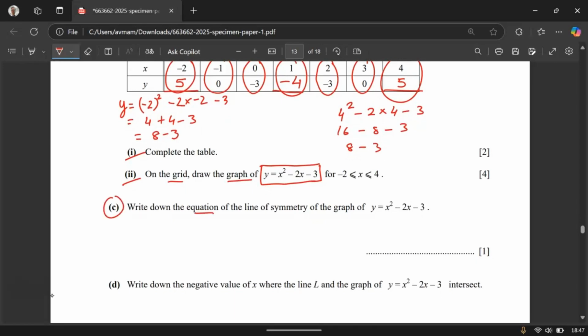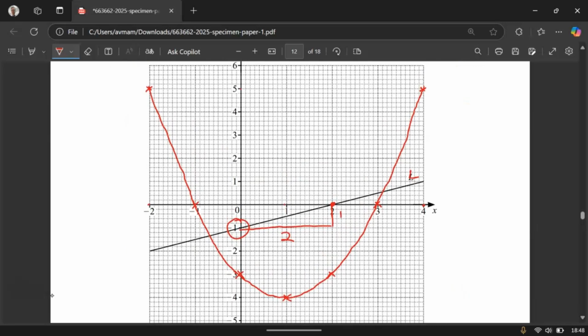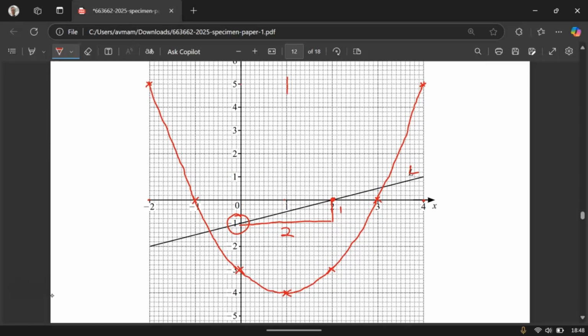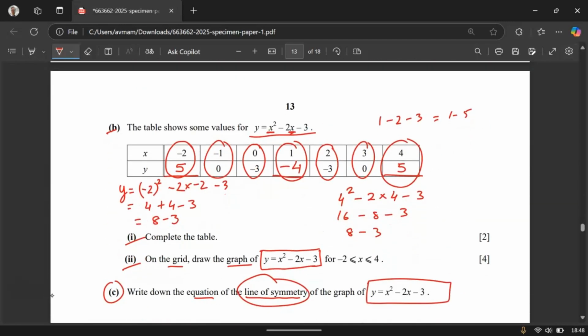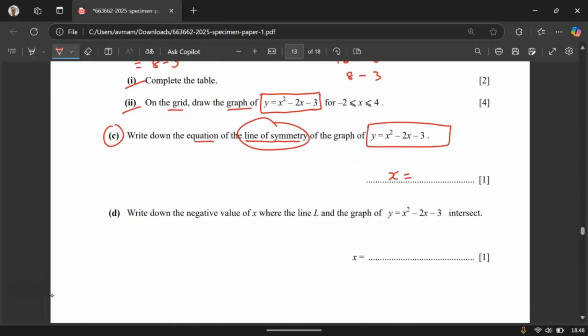Write down the equation of the line of symmetry of the graph y equal to x squared minus 2x minus 3. Line of symmetry. Here we have the graph. This line over here is the line of symmetry. And what is the equation of this line? The vertical line, it crosses the axis at 1. So the equation is x equal to 1.